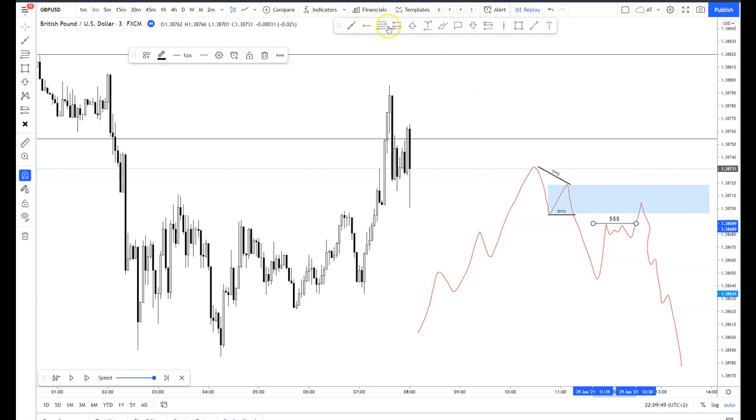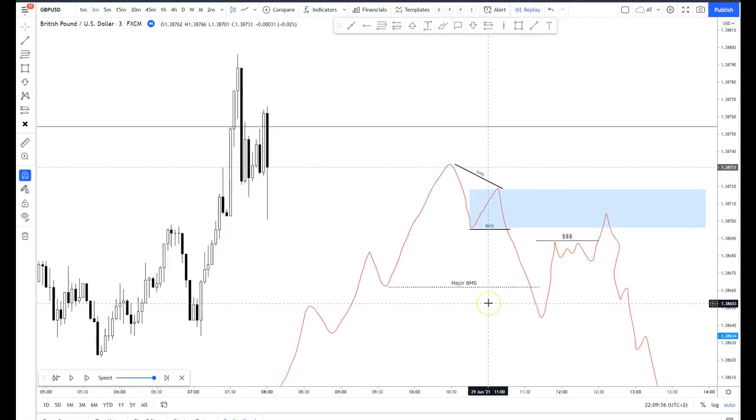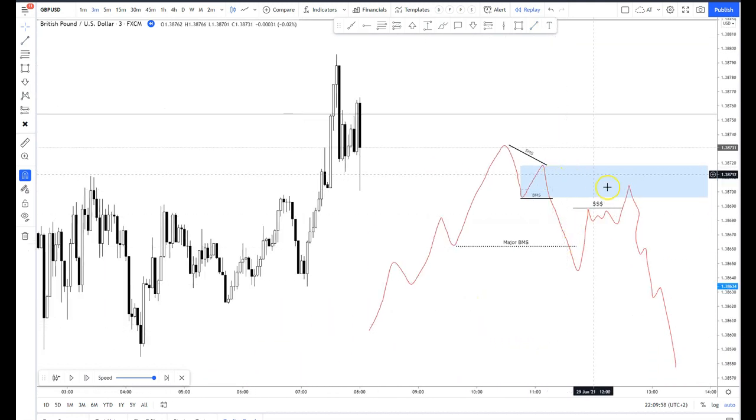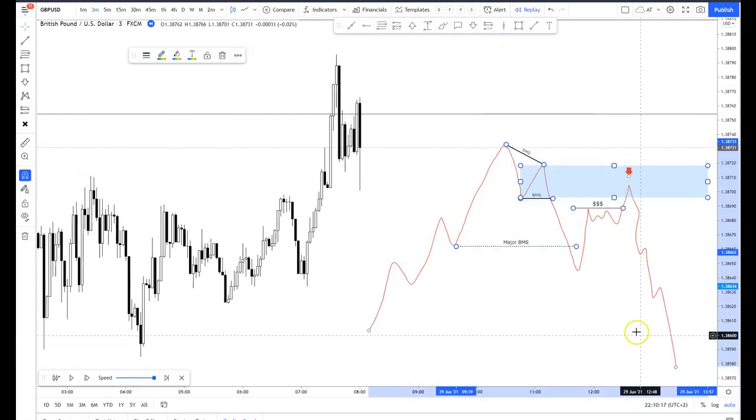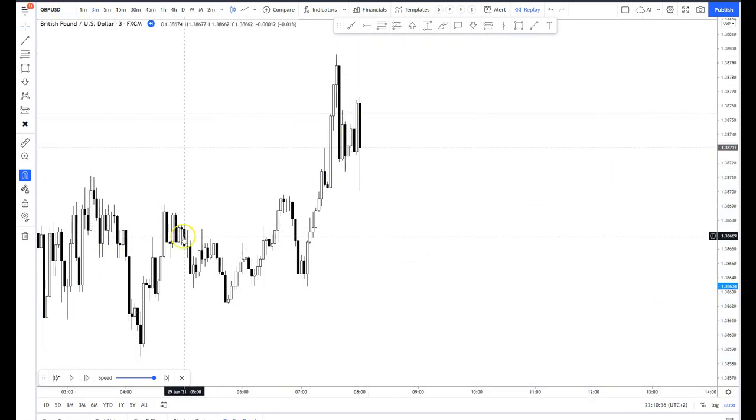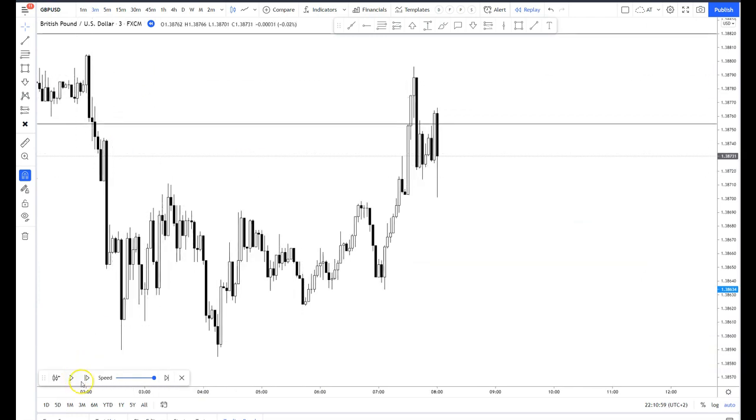But crucially, I also want to see one more confirmation. That's to say, I want to see a major BMS. So as well as the SMS and the BMS, locally I want to see a major BMS, which here is the last major swing low before the high. You can see there. I also want to see liquidity built up, and I'm going to enter in the order block that caused the BMS. So you'll see this playing out now.